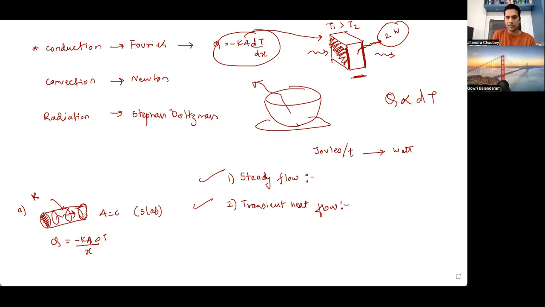A is the area of cross section. Delta T is the temperature difference from one end to another end. And X is the length of the slab. You can see over here, the K is kept constant. In some cases, K is not constant. K is a function of the length. I hope you don't have such topics in your syllabus, because mostly such topics are for postgraduates.